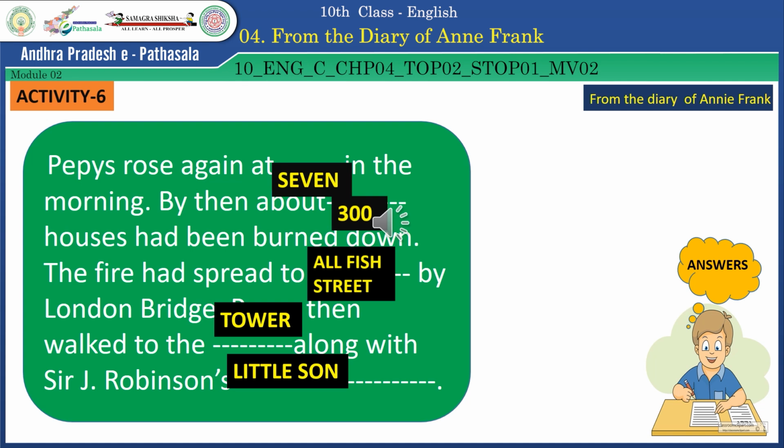Pepys then walked to the tower along with Sir J. Robinson's, answer is, little son. Robinson's little son. Very good, children. Let's move on to learn a beautiful poem. Amanda, shall we?